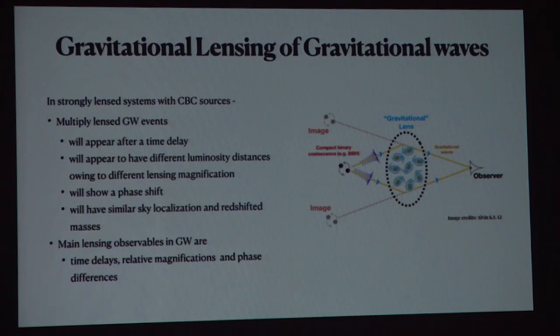We also expect phase shifts between the different types of images, and of course given the relatively poor sky localization, which currently spans about 100 square degrees or so in the sky, we expect these multiple events which are lensed to arise from the same direction in the sky. Of course the physical parameters like the masses and so on are also expected to be the same.